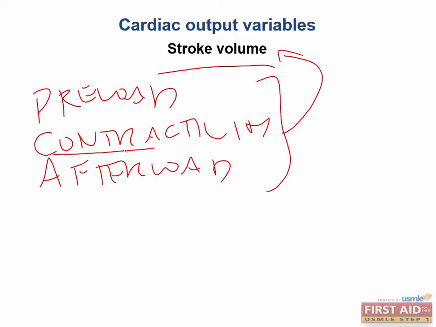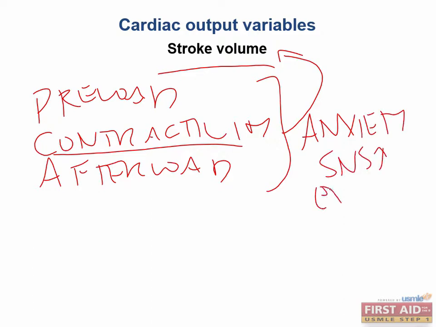Now contractility increases in situations where we activate the sympathetic nervous system. And we're talking about anxiety and also when you get your pump on in the gym, such as exercise. This is due to an increase in the sympathetic nervous tone. Remember that. Now in pregnancy, it is a much different situation.